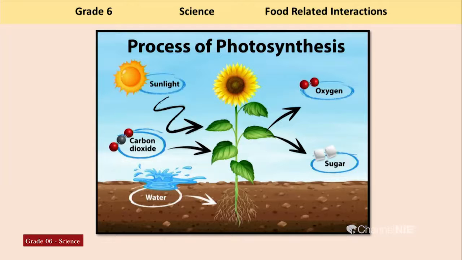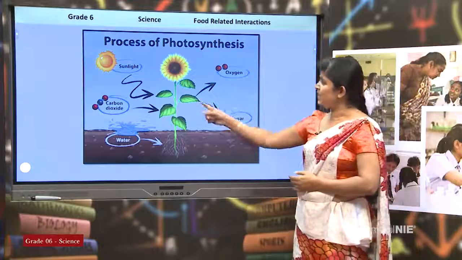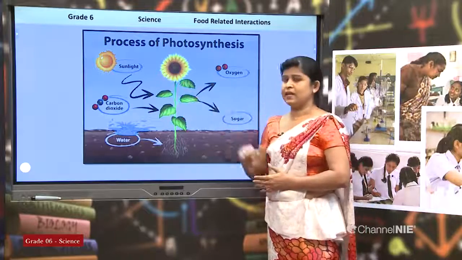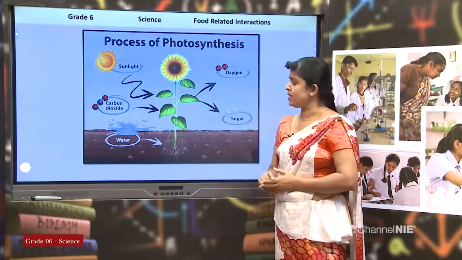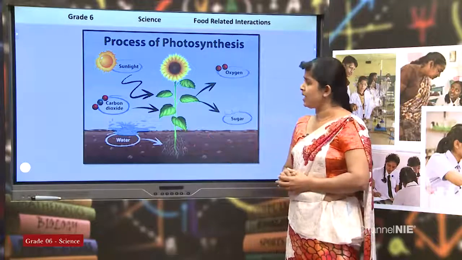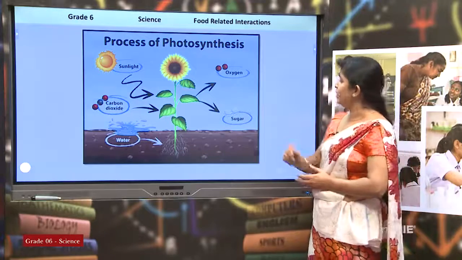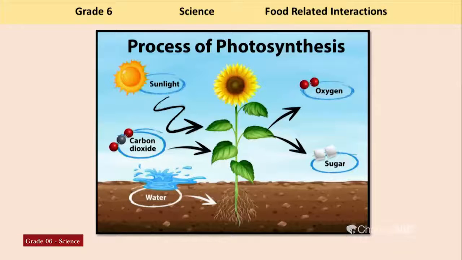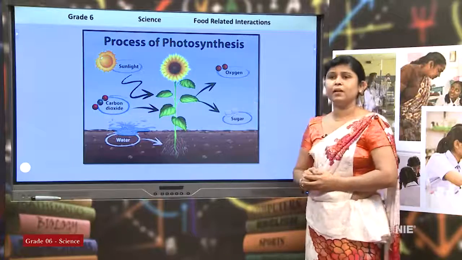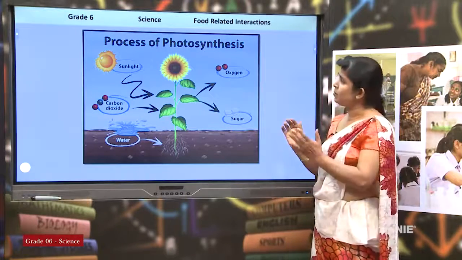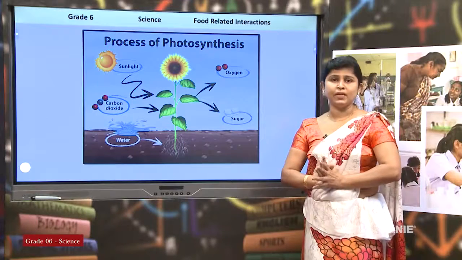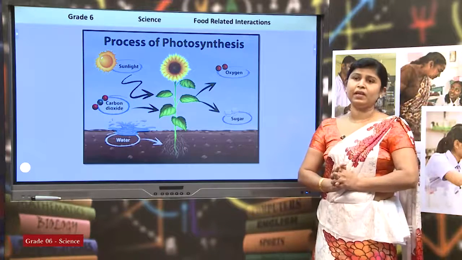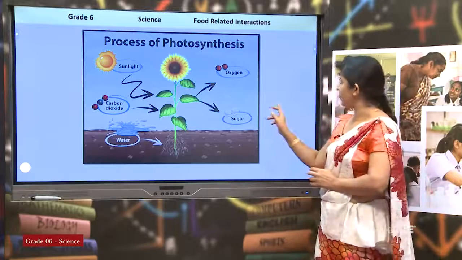These are the products. Then once again you have to understand. Now you see the green plant absorbs sunlight, then carbon dioxide and water are used as raw materials, and then they produce sugar and oxygen. Sugar is the main product of the process of photosynthesis and oxygen is the byproduct. Now this is the process of photosynthesis. I am sure that you got an idea about the process, right?